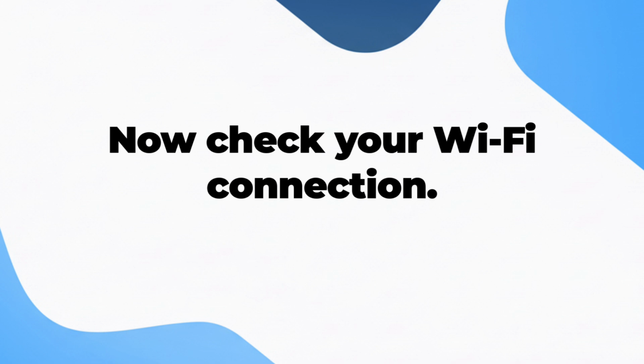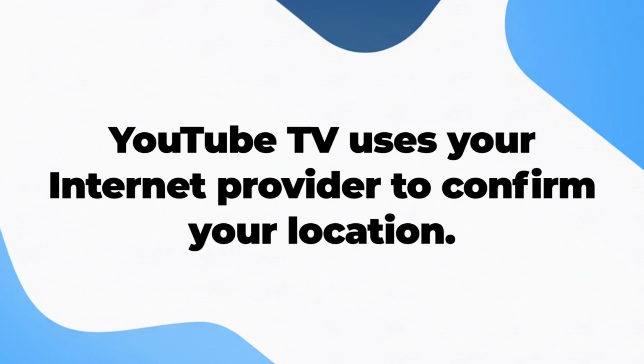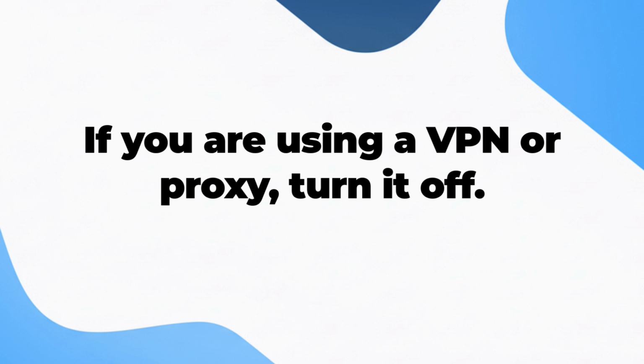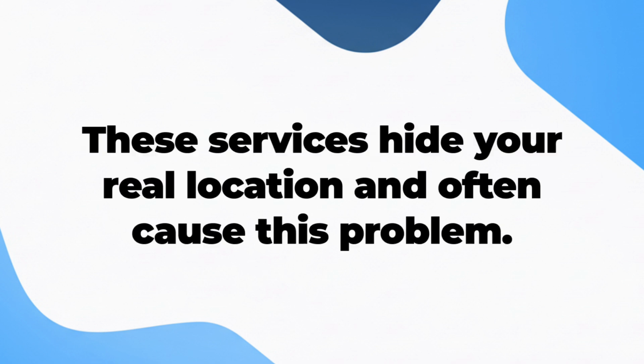Now check your Wi-Fi connection. YouTube TV uses your internet provider to confirm your location. Make sure you are connected to your home Wi-Fi network, not a hotspot or guest network. If you are using a VPN or proxy, turn it off. These services hide your real location and often cause this problem.